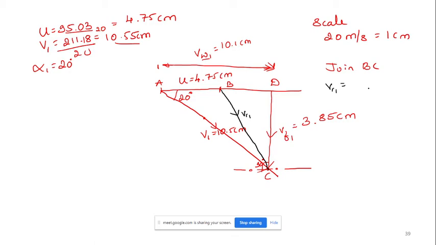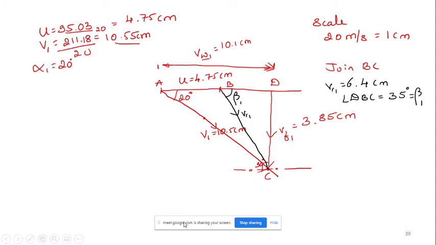Sir, 6.4 centimeter. Okay. Measure angle DBC. 35 degrees, sir. 40 degrees, sir. 37, sir. 39. Okay, fine. So the range is between 35 to 40 degrees. So this is your beta 1.